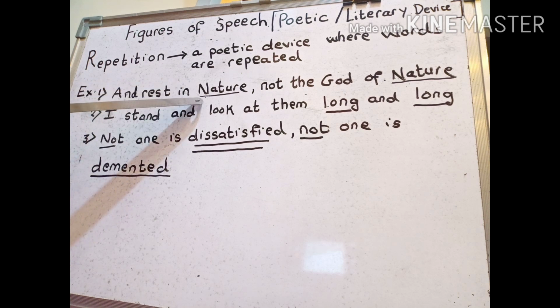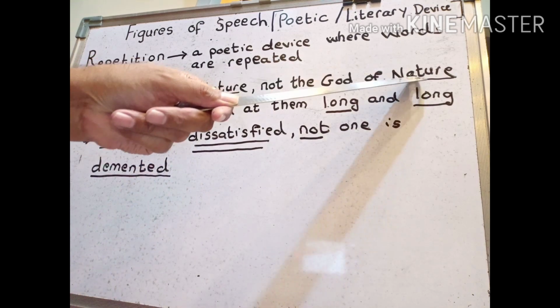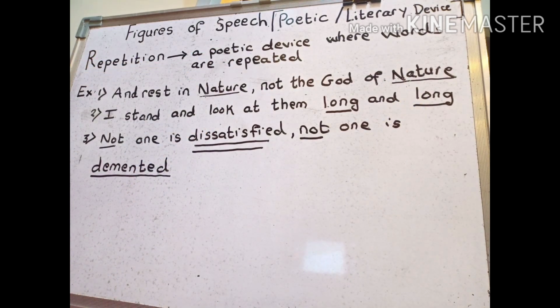And rest in nature, not the God of nature. So here you can very clearly see the word nature is repeated over here. You all must be knowing what he meant by this line, that if God gives man all the qualities, he will enjoy nature, but he will not think about the creator of nature, that is the God of nature, right? That is what actually this line means. But how beautifully he has used these words and repeated these words for good poetic effect. That's why the figure of speech used is repetition. And rest in nature, not the God of nature. So the word nature has been repeated for a very good poetic effect.